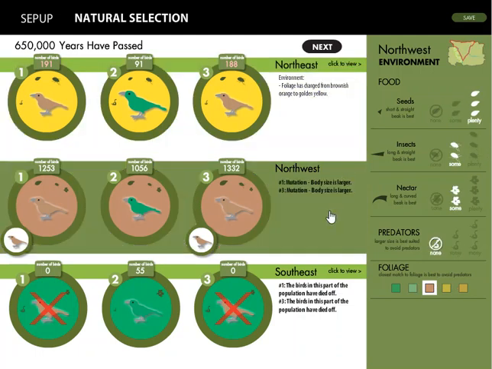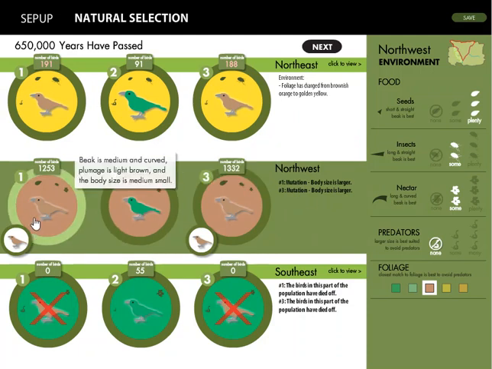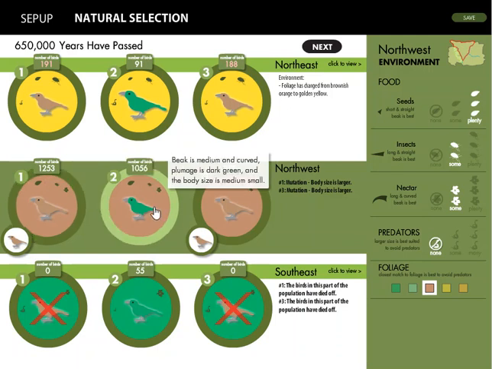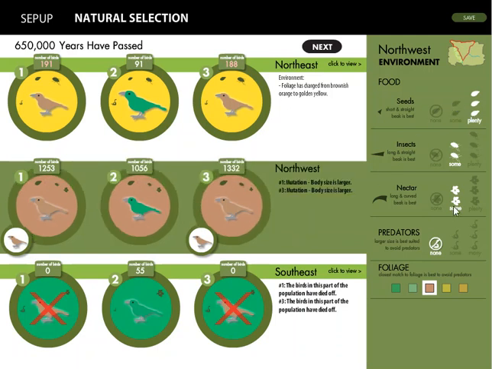In the Northwest, there were two mutations. In the first population, the body size became larger. There are no predators yet in this region, and the birds seem to be all thriving in the Northwest with all of these food sources available. I'm curious to see how the body size affects it. And in the third population, the body size is larger too. Both populations had a mutation where the body size became larger.